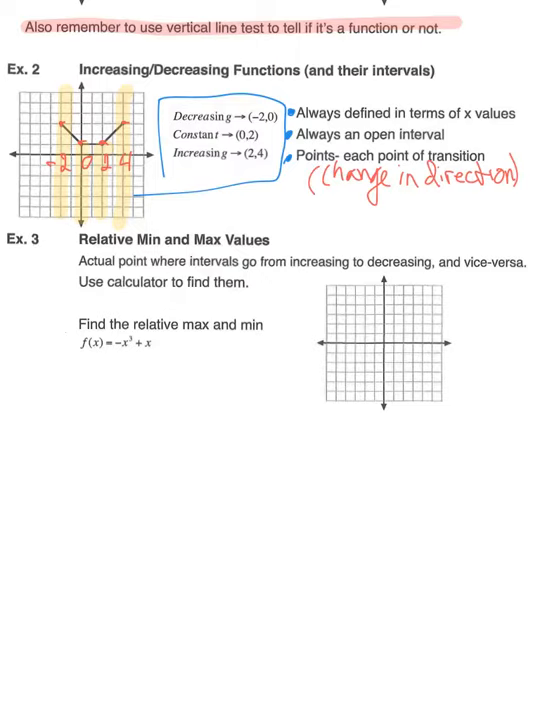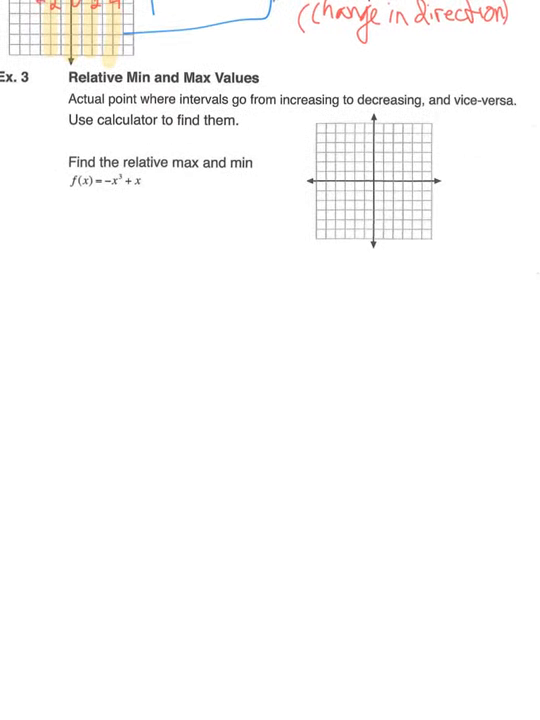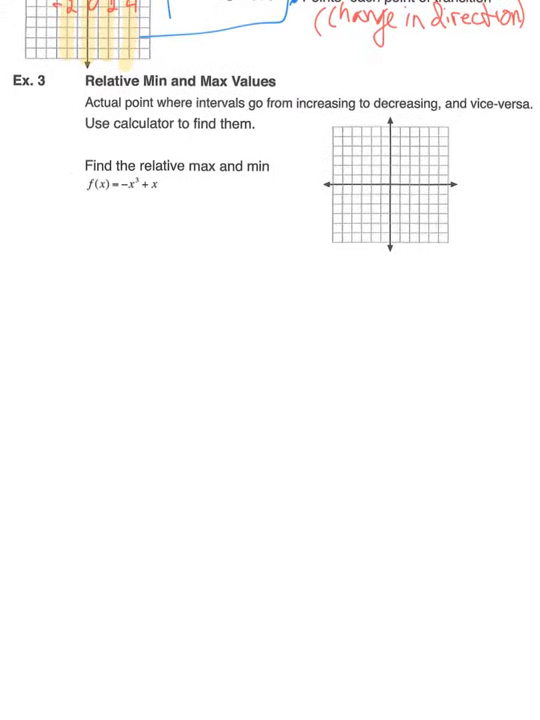So here we go. For example 3, let me move this up, we are going to look at relative min and max, because relative min and max is going to help us find range. So they are actual points where the intervals go from increasing to decreasing. That's why it's important to know whether your graph is increasing or decreasing, and then also vice versa. And you can use a calculator to find them.